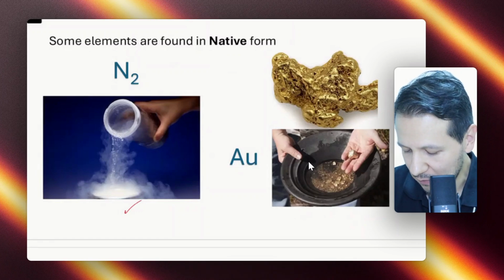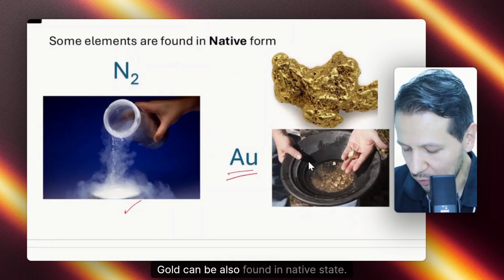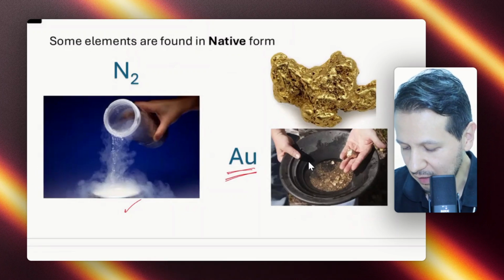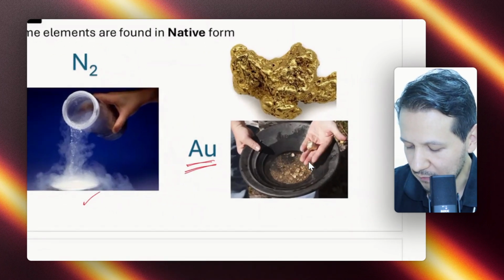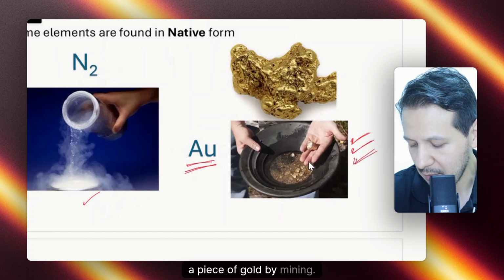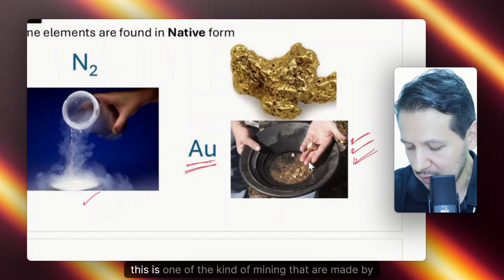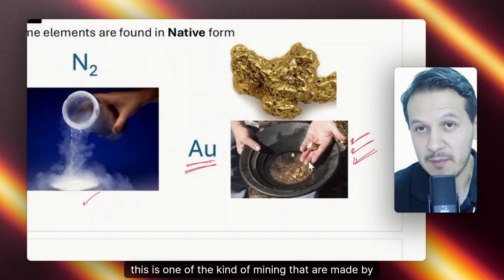So here we have gold. Gold can also be found in native state. Okay, so here we have one miner that found a piece of gold by mining. So this is one of the kinds of mining that is made by hand.